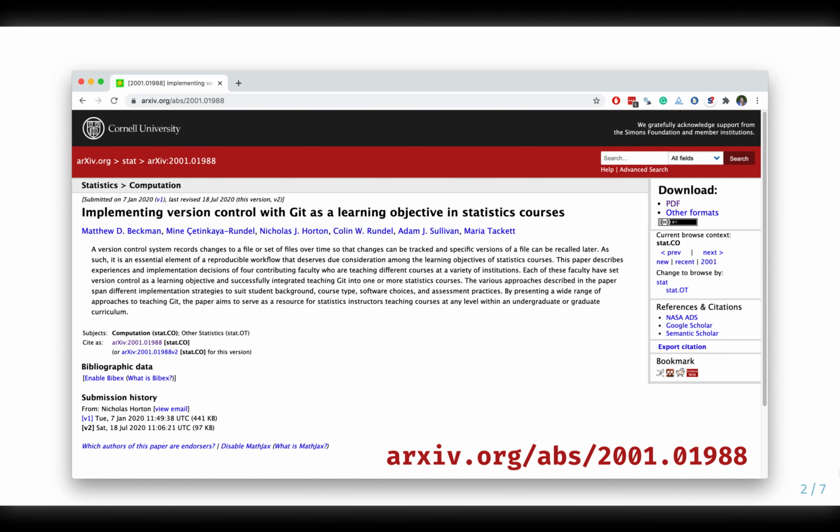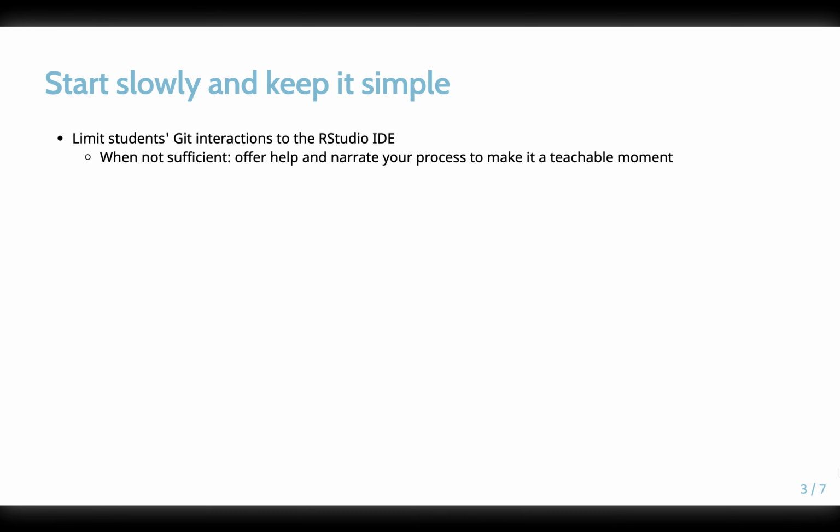But I should first start by saying that these reflections don't just belong to me. We've been working on a paper on implementing version control with Git as a learning objective in statistics courses over the past few months. And these are really ideas that we've gathered together based on our experiences and reflections on doing this over the past few years. And you can find the paper on arXiv as well.